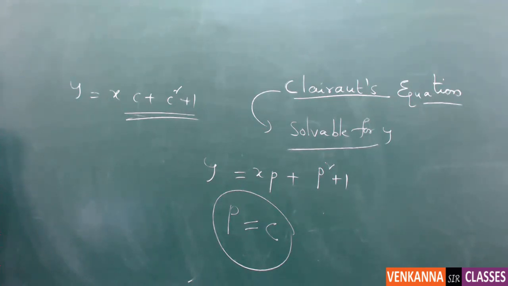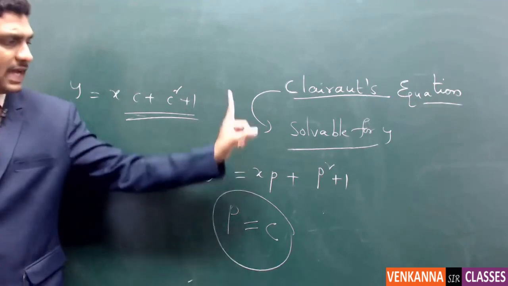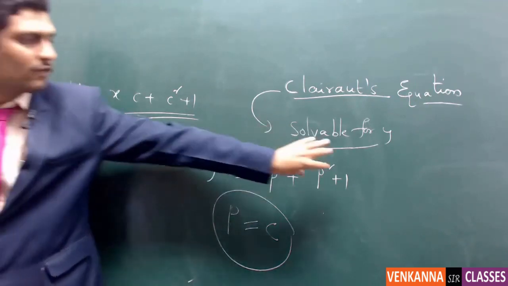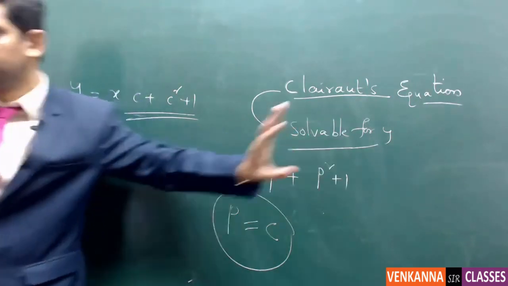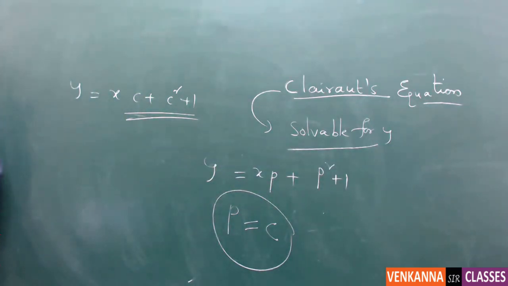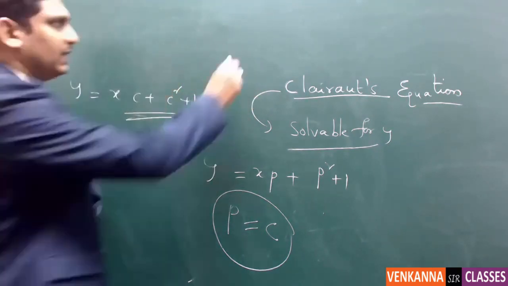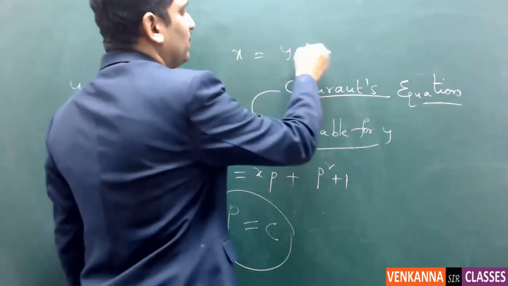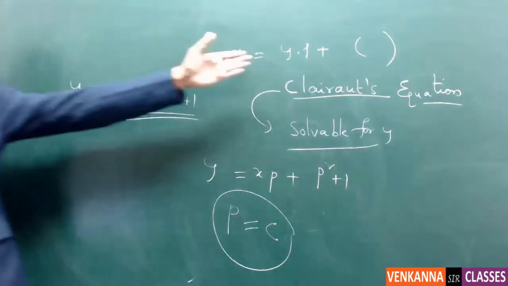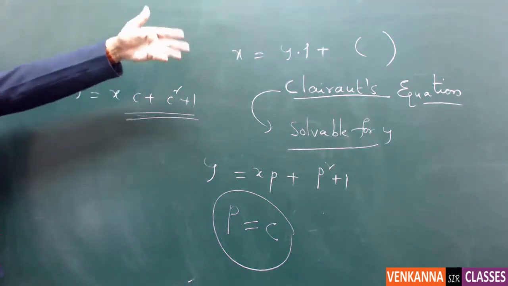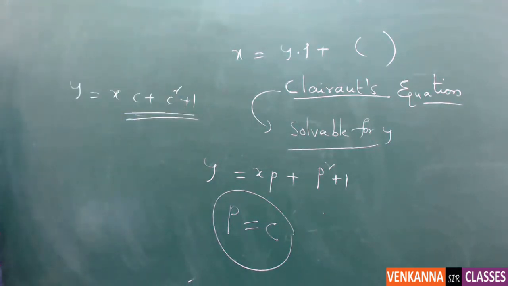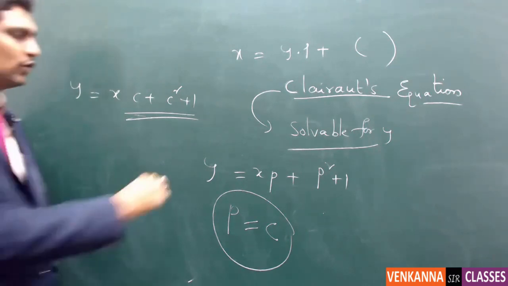Right. So can I take the problems on this concept? Yes. Here x has power 1, p has power 1. It must be a function of p. So I can say one thing that you can take the Clairaut's equation for x also. So let us take x is equal to y into p plus some function of p. There is also Clairaut's equation under x, which comes under the same category. However, we stick to this form only.